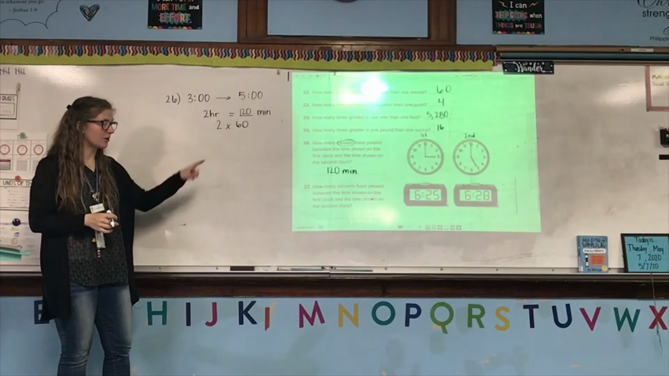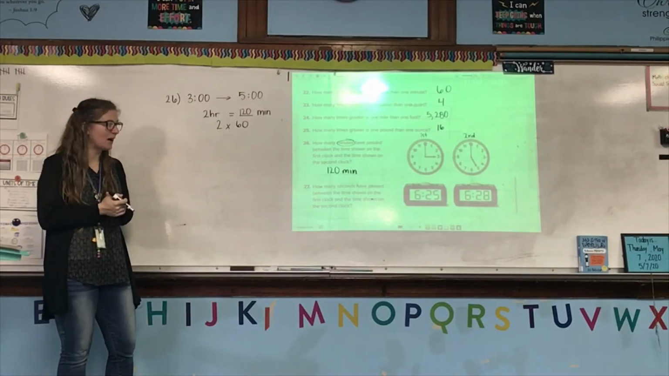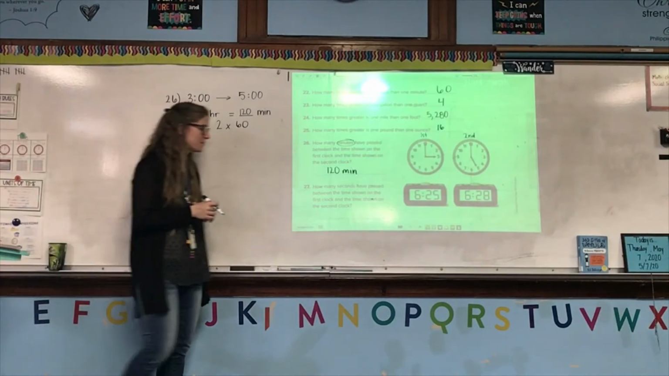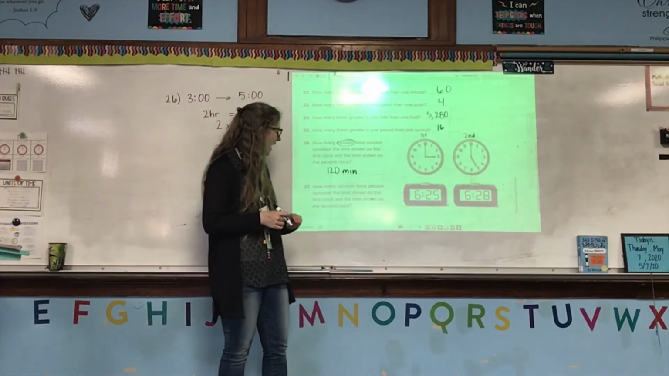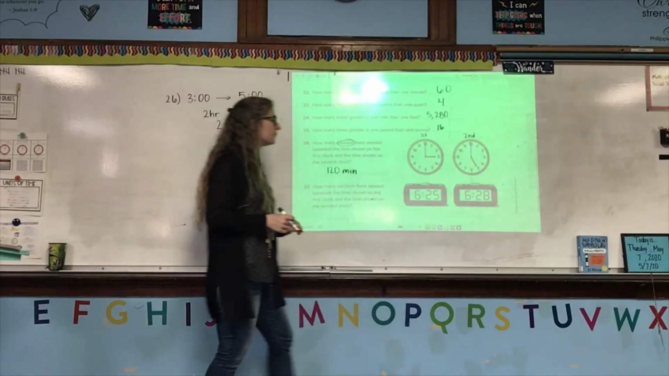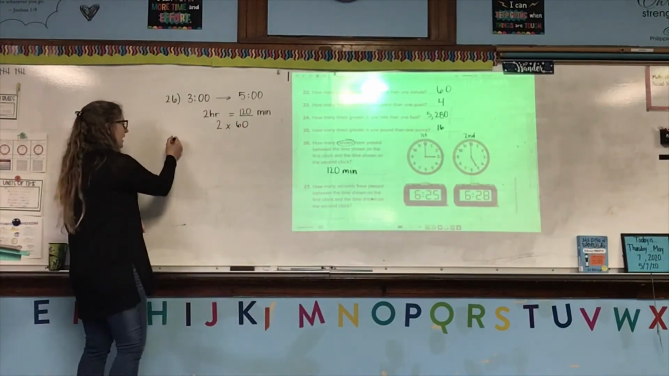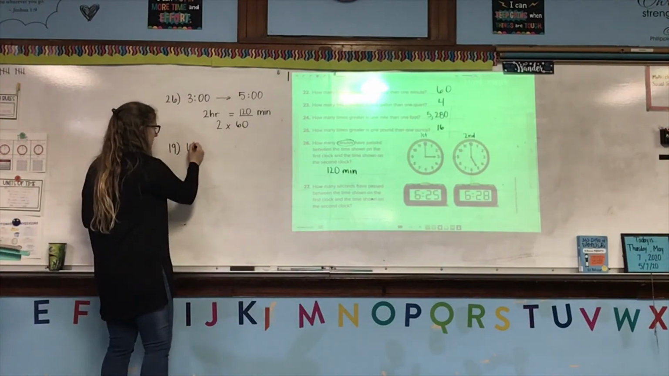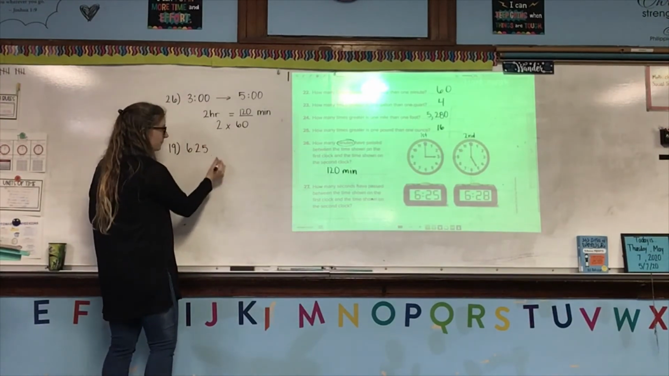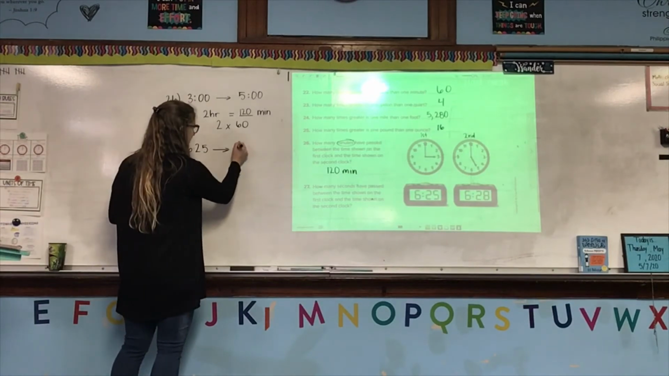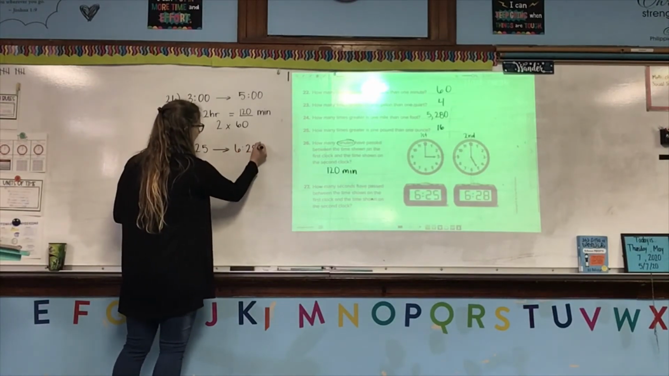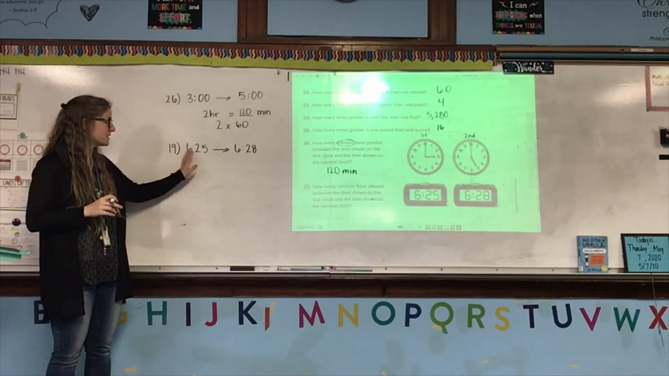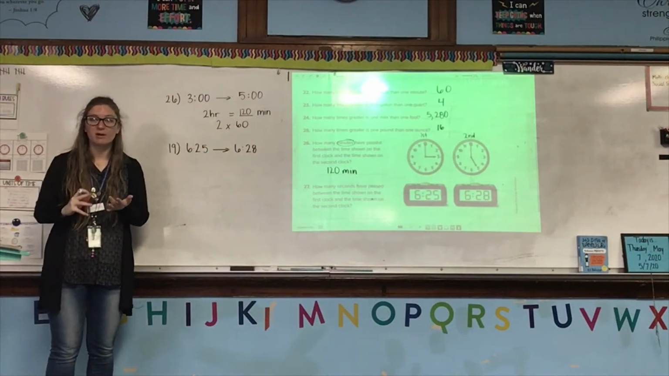Okay, for number 27, we're doing the same type of problem. But the question says, how many seconds have passed between the time shown on the first clock and the time shown on the second clock? So step 1 for number 19 is to figure out how much time has passed between 6:25 and 6:28. Well, we know that from 6 to 6 is 0 hours.